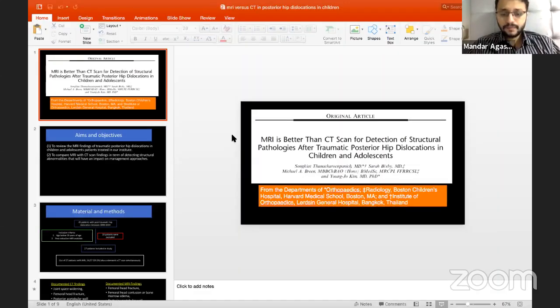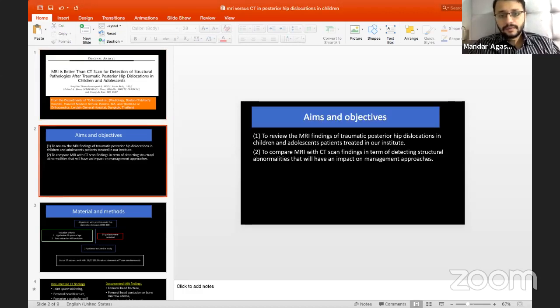So overall, it was a study which did not add much to our understanding. It basically said that even for osseous injuries, MRI may be better as compared to a CT scan, where probably better studies are needed for an exact conclusion.